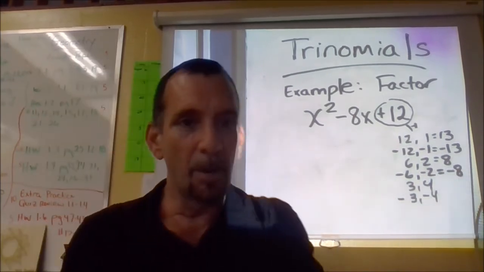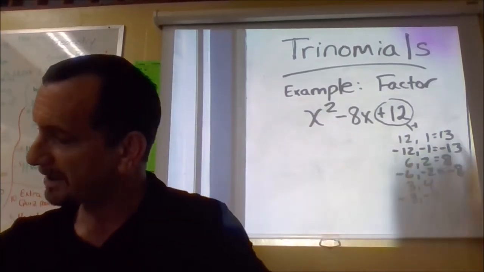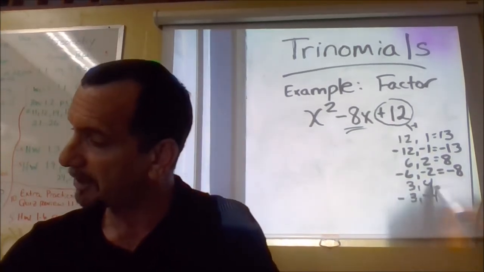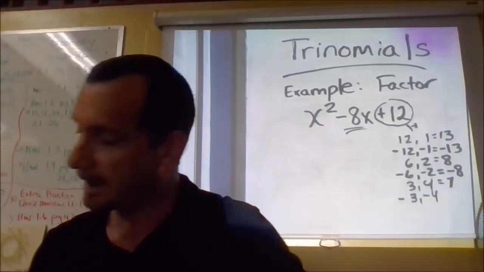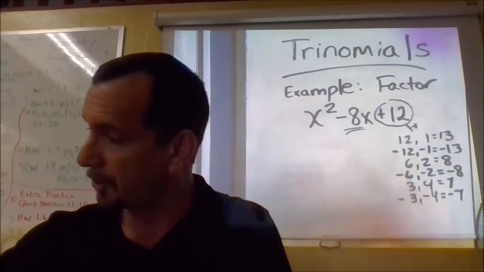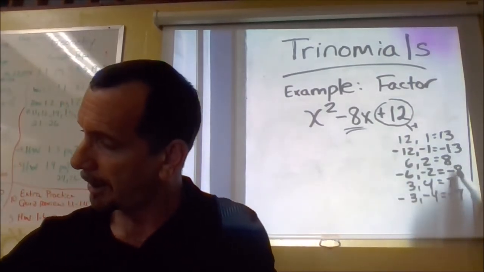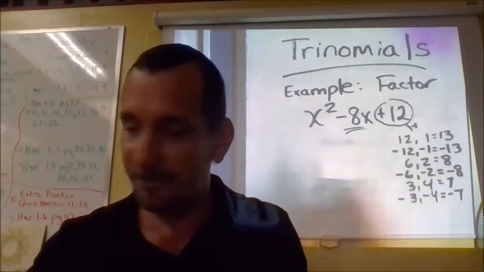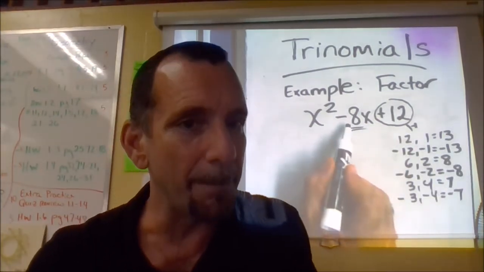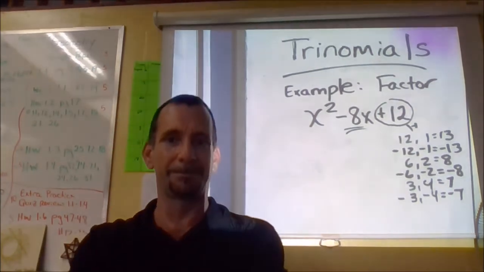Negative 8. What am I looking at? Oh no, which one's matching the middle term? That's what's happening. 3 plus 4, 7. Negative 3 minus 4, negative 7. I did all of them just to show you what's the number once I add all of those terms that will get me the number that matches the middle term.